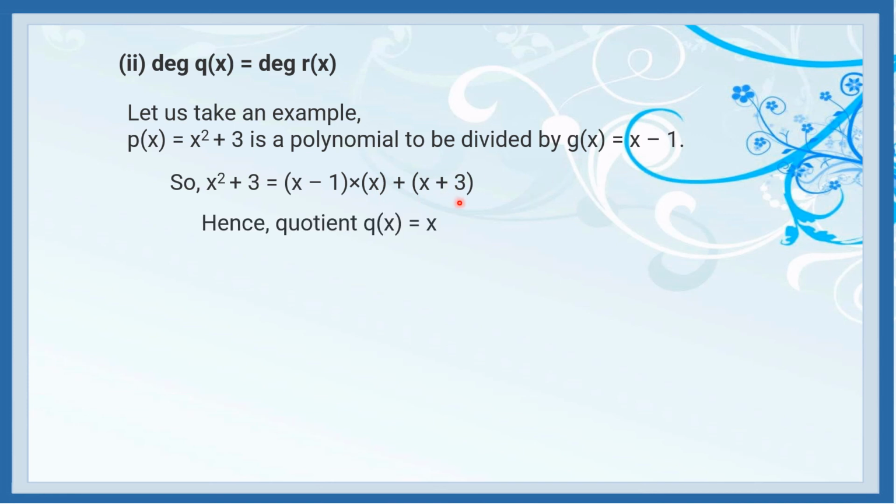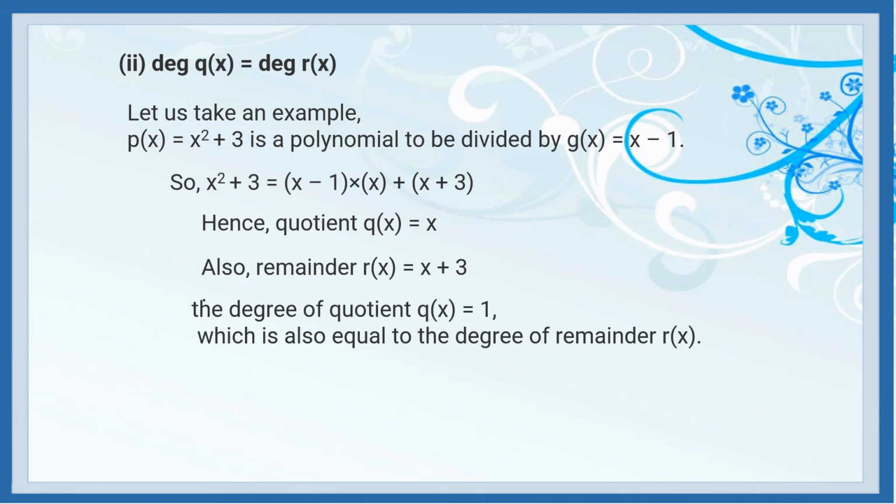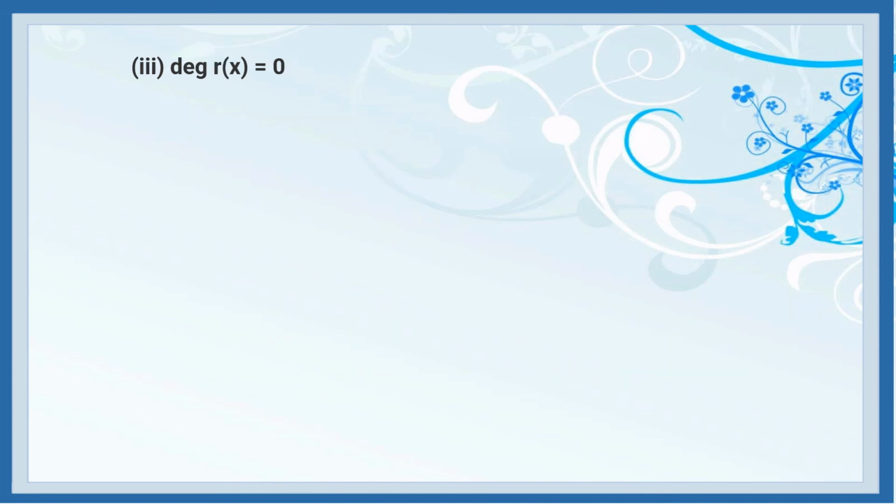So the quotient is x. The quotient will be x if you divide these two terms. And the remainder is x plus 3. So see the degree. Here also 1, here also 1. Q of x degree and r of x degree are equal. Therefore, the division algorithm is satisfied.